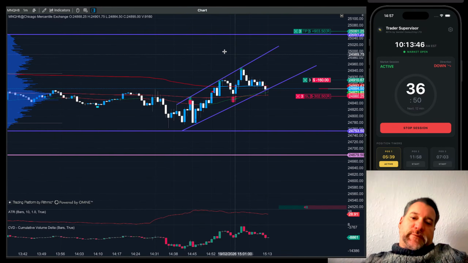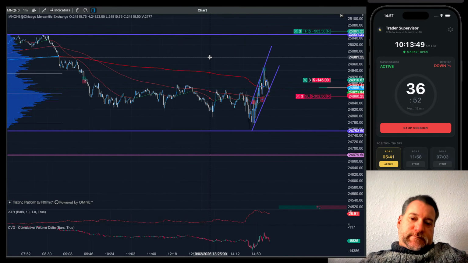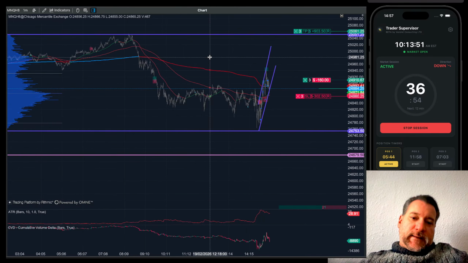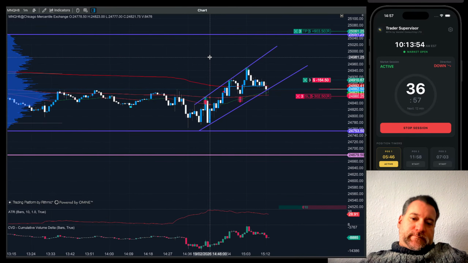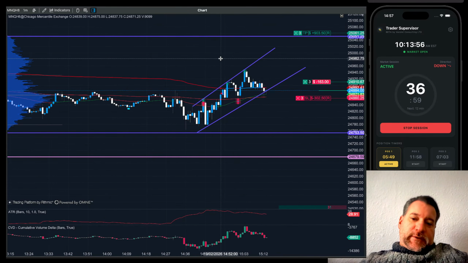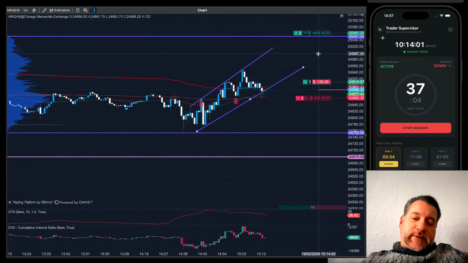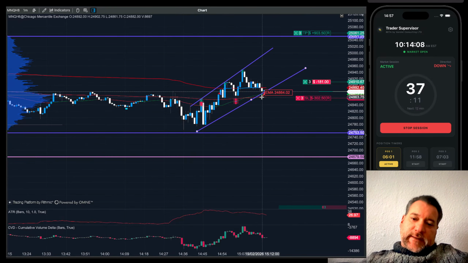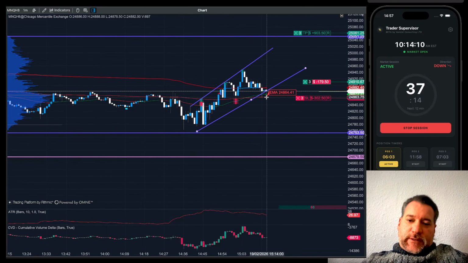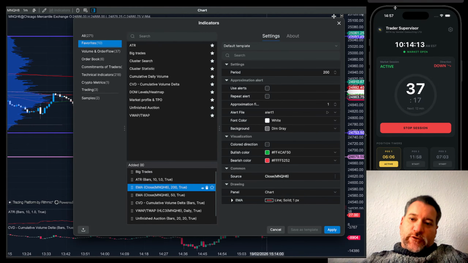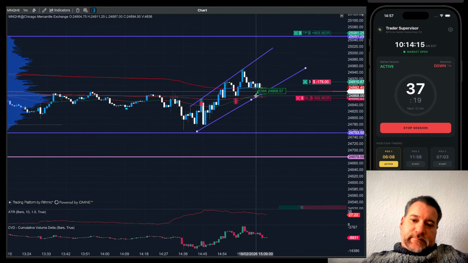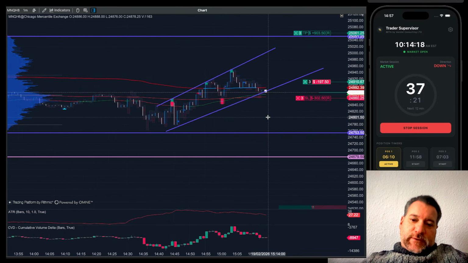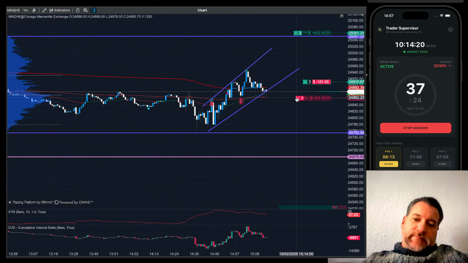So always proper logic, okay? You follow your plan. It's the best approach. You get stopped out, that's it. End of the story. Look, the next 1-minute candle is higher. It went to the 200 EMA, touching the 200, boom, coming back up.